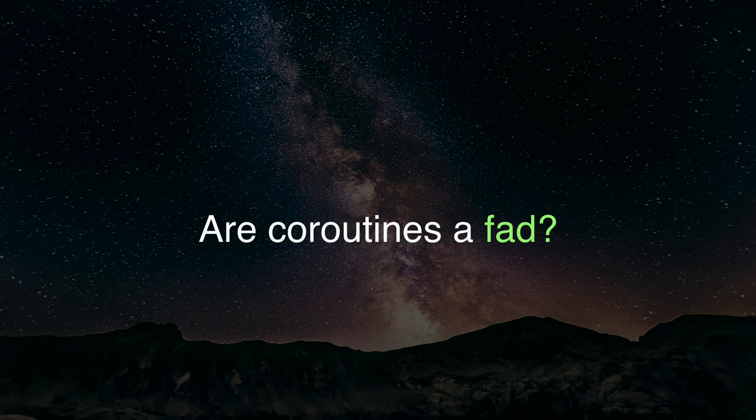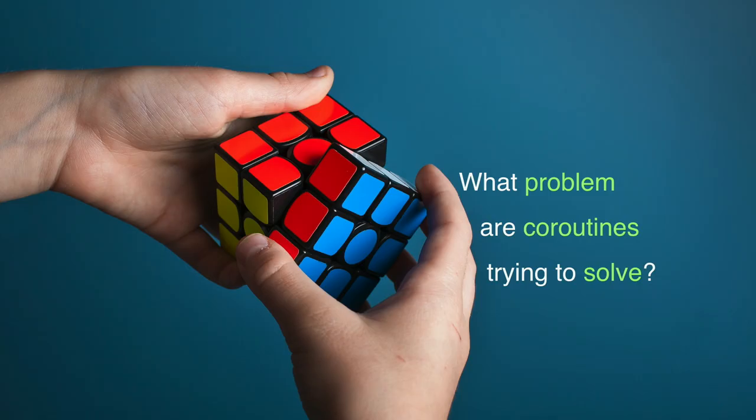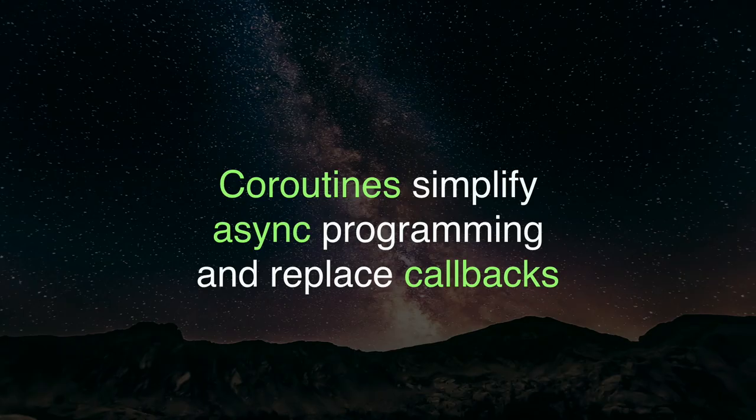So one of the things I really want to dive into is what problem coroutines are trying to solve. What problem can we solve very well with coroutines that we maybe can't solve as well with other solutions that we have? Coroutines basically solve one problem extremely well. They simplify async programming by replacing callbacks. This is the key thing that a coroutine will give you.